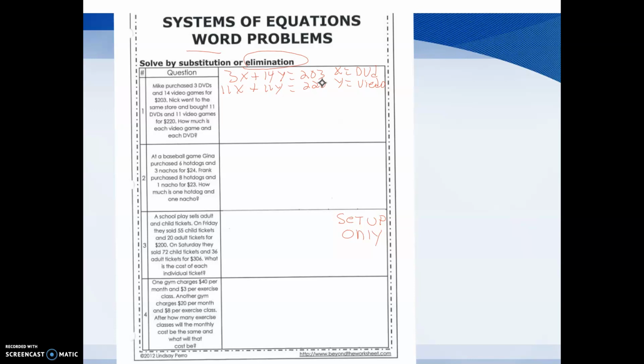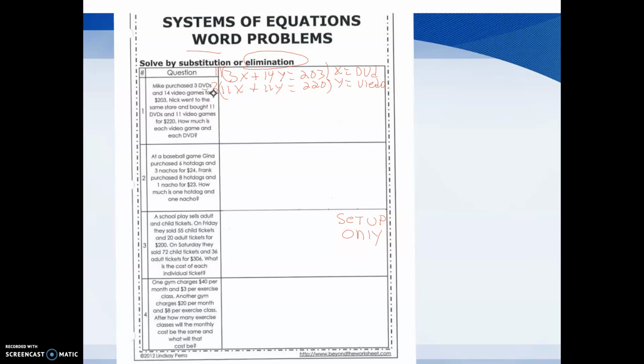to eliminate, and I'm going to eliminate the DVDs. So basically we're trying to find the common denominator, which in this case would be 11 and 3, which is 33. And one of them has to be negative because we're going to add the system. So what I'm going to do is I'll take the top one and I'm going to multiply that by 11. And then the bottom one, I'll multiply that by negative 3. All right. Now, let's see what happens.